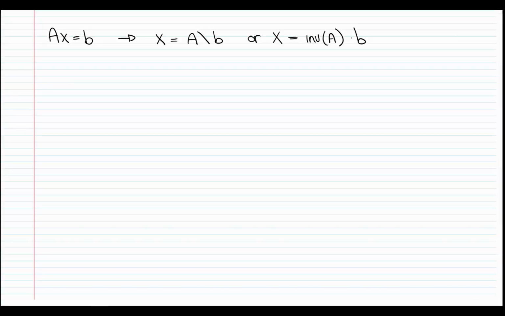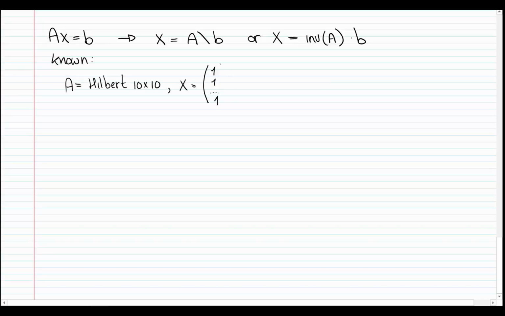There's also something else that can contribute to the errors in your system. I previously mentioned that there are two ways to calculate x. Let's see which one is more robust. In this exercise, we assume that we know that A is a Hilbert matrix of 10 by 10. Furthermore, we also know x, it's a vector of 1s. Now, using A and x, we can calculate b. Now we know the solution to all variables.